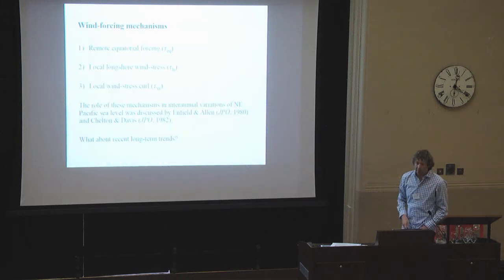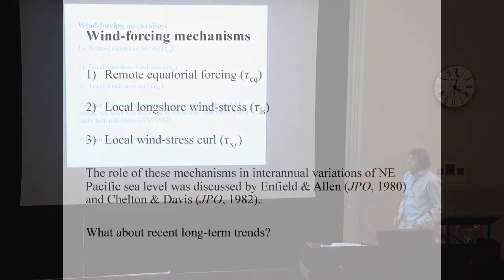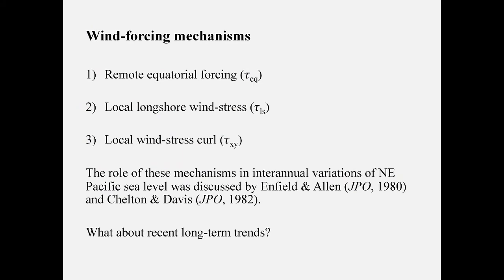Some of the work that Mark and I have been doing has been on getting away a little bit from the indices and looking at time series of wind stress and how they relate to the coastal sea level. We focused on three types of wind stress. We have remote equatorial forcing, where we defined the average zonal wind stress over the equator within about 5 degrees of the equator. We also did local longshore wind stress in the vicinity of each tide gauge, and then the local wind stress curl as well.